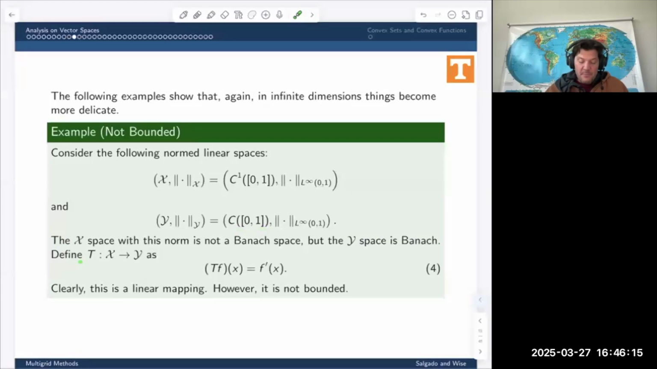Now I'm going to define a mapping, and you may have seen this if you've had functional analysis, especially recently. I'm going to define the mapping to be the derivative mapping. So I take a function f and map it to its derivative. Now, since differentiation is a linear process, this turns out to be a linear mapping. However, because of the way I've very carefully and craftily defined this, it's not a bounded linear mapping. It's linear, but not bounded. Let's see if we can figure out why this is true.